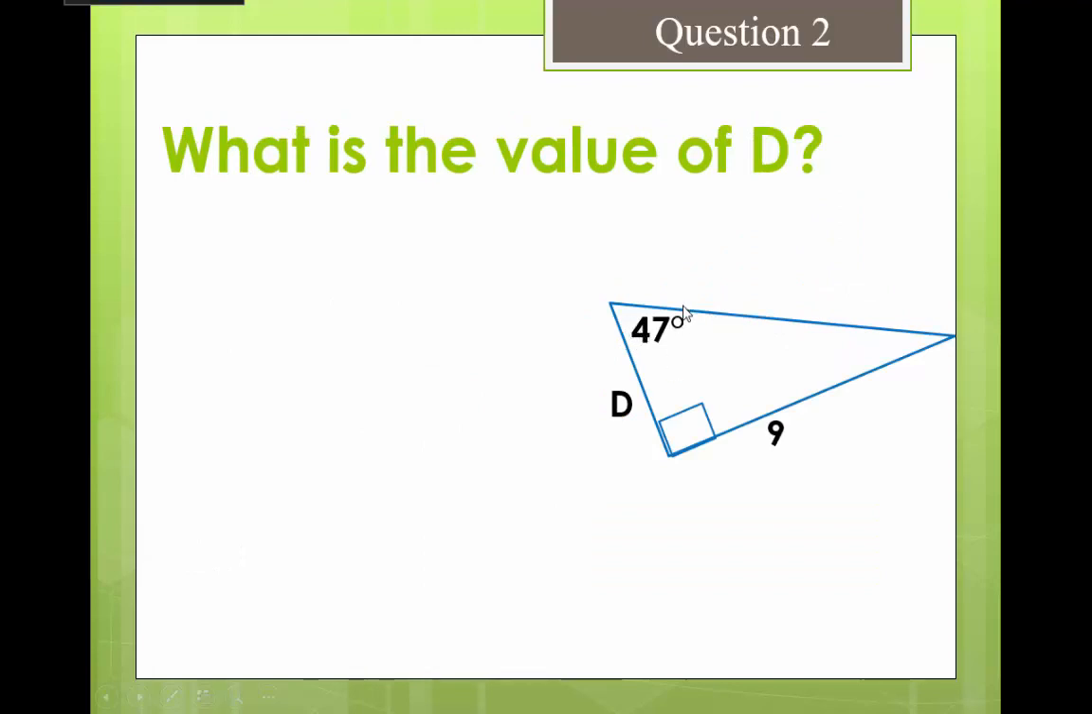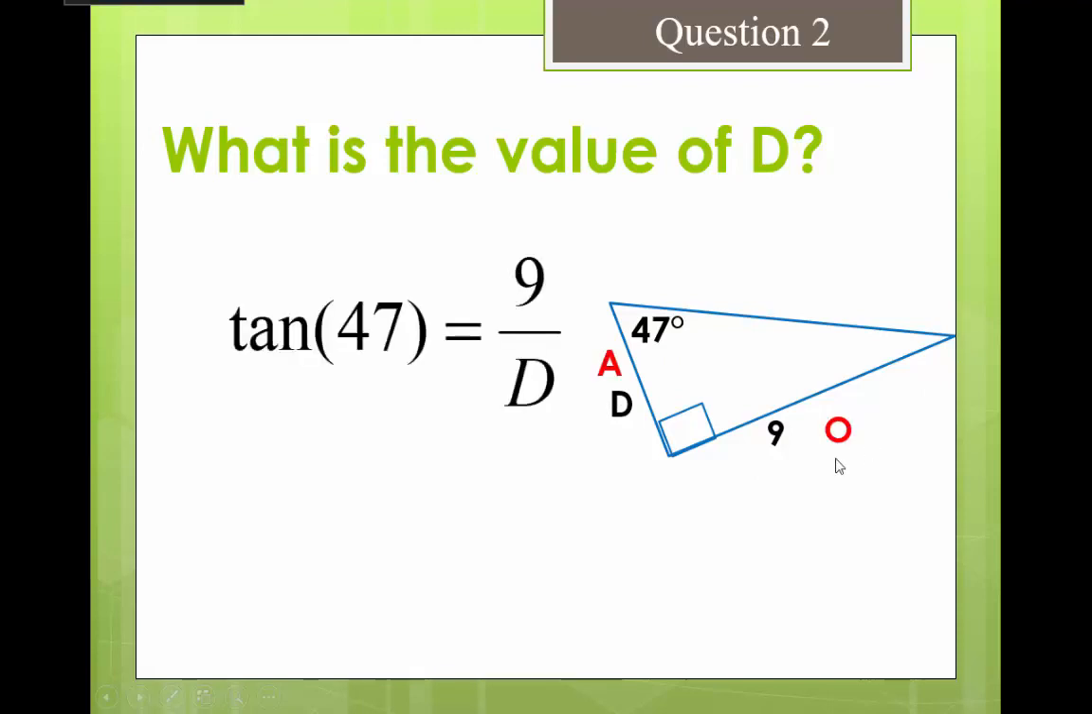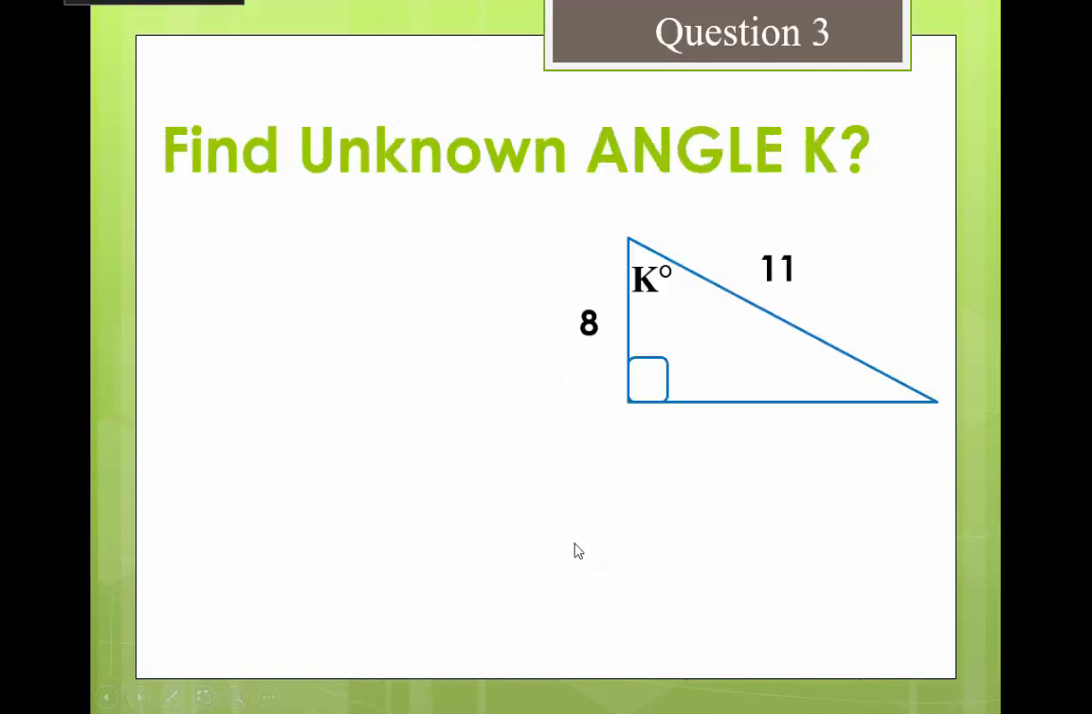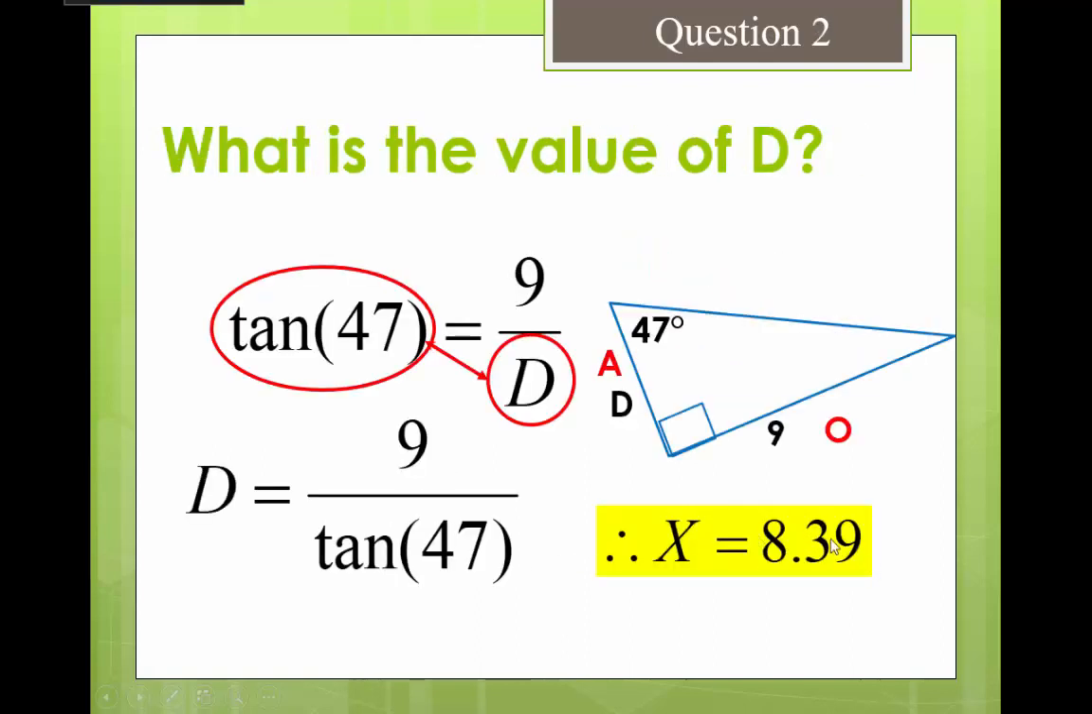Find the value of d here. For this angle, this is my adjacent side and that's my opposite side. Adjacent and opposite means I'm using tan. So tan of 47 is equal to my opposite, which is 9 over d. Remember, I have to solve for d. So d goes to the top line, then I'll have to divide by tan 47. I'm going to swap those two over. 9 divided by tan 47 is equal to 8.39.